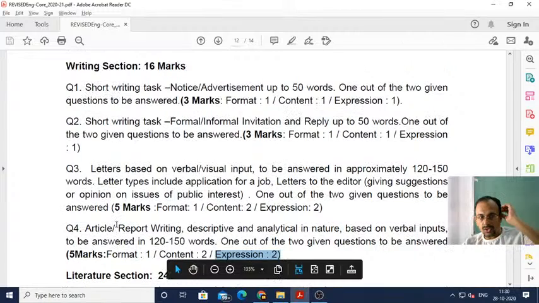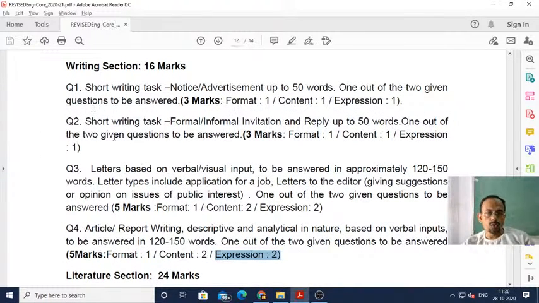This is all about writing skill. Writing skill will consist of 16 marks. The first 2 questions will be short writing tasks of 3 marks each. You shall be having a choice between notice and advertisement. The second question will also consist of short writing tasks. You shall be getting a choice between formal invitation and informal invitation. You've got to answer any one.